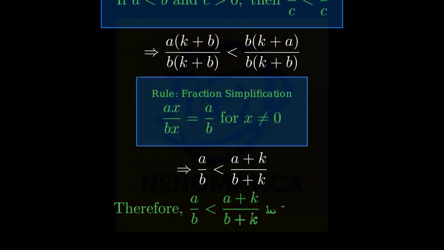And there we have it. We've proven that a over b is less than a plus k over b plus k, given our initial conditions. We need to prove the following inequality.